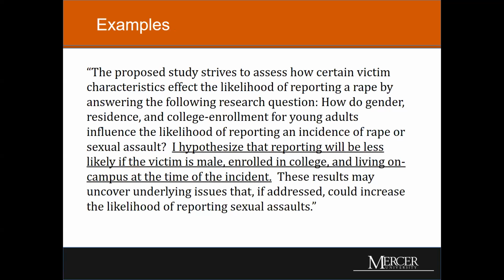The hypothesis for this research question was, I hypothesize that reporting will be less likely if the victim is male, enrolled in college, and living on campus at the time of the incident. So again, see that they stated a specific direction. I think that these things will cause reporting to be less likely, instead of saying, I think these things will affect reporting. You need to be more specific. How do you think it'll affect it?